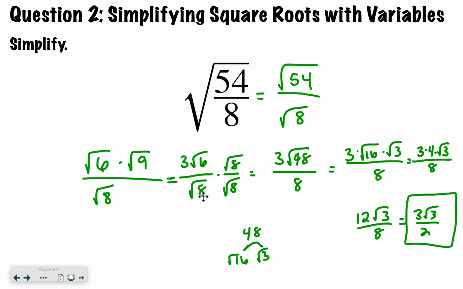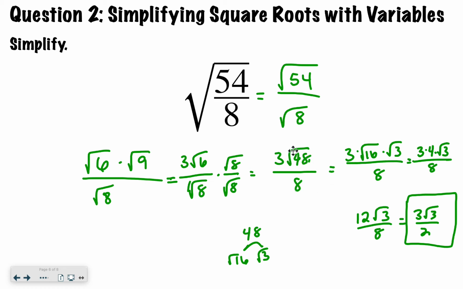Okay, but I haven't taught you that other method yet. So I'm going to do it the way that I just showed you. So square root of 8. That means to get rid of the square root in the denominator, I needed to multiply by 1 in disguise of square root of 8 over square root of 8. So then I had 3 times the square root of 6 times 8 is 48 over 8.